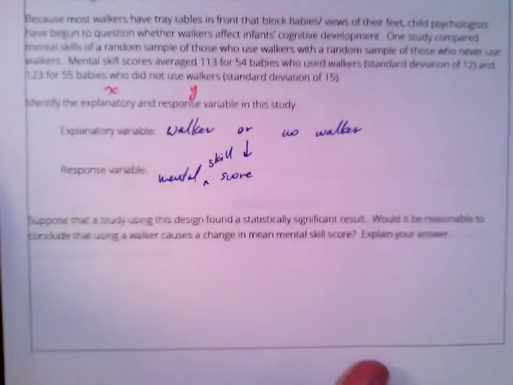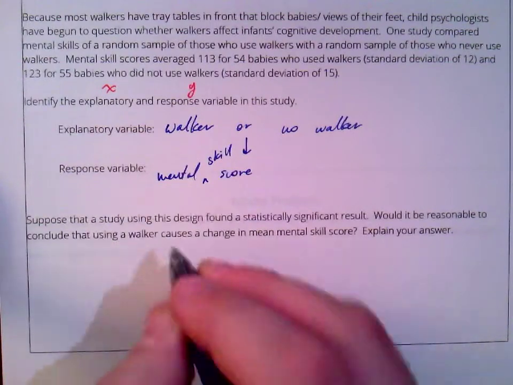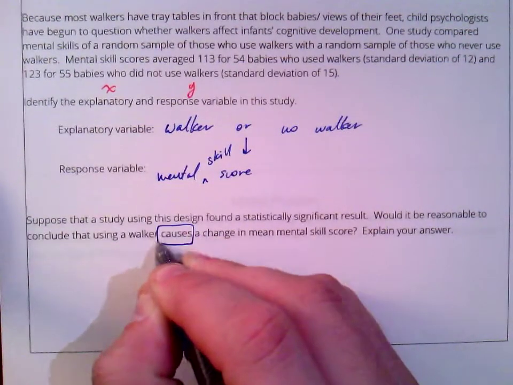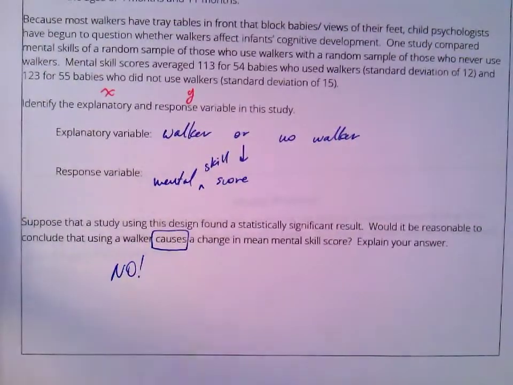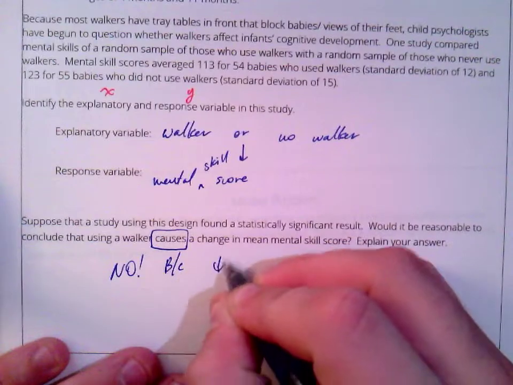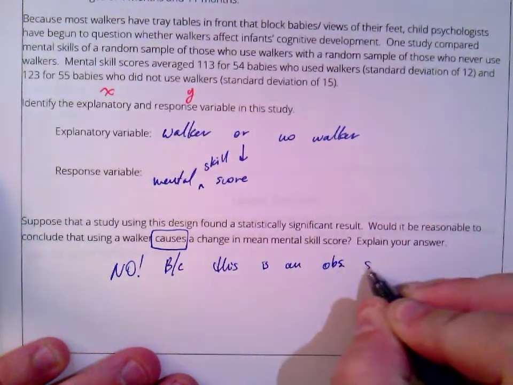All right, suppose that a study found a statistically significant result. Like, wow, there does seem to be a correlation between the use of walkers and a lower mental score, right? Would it be reasonable to conclude that using a walker causes a change in mean mental score? Keyword here, causes. No. Because this is an observational study.